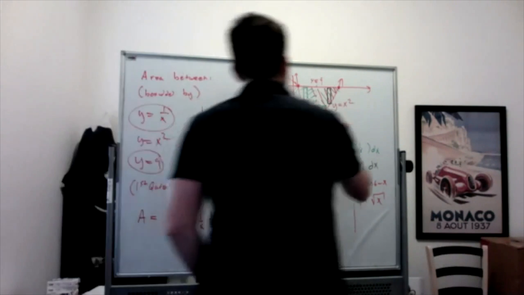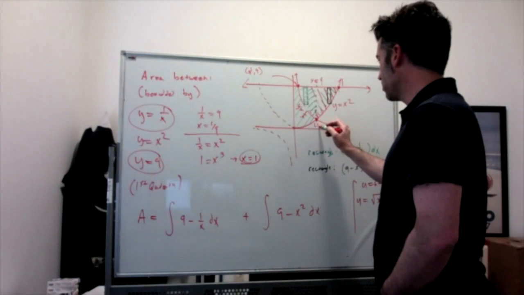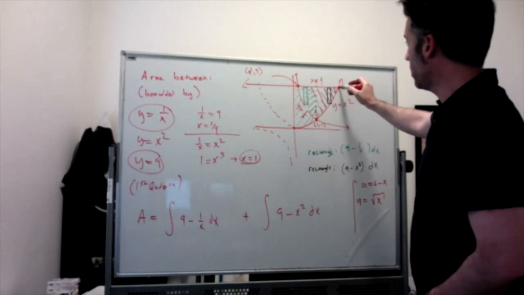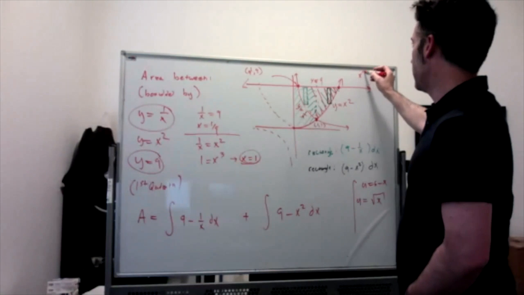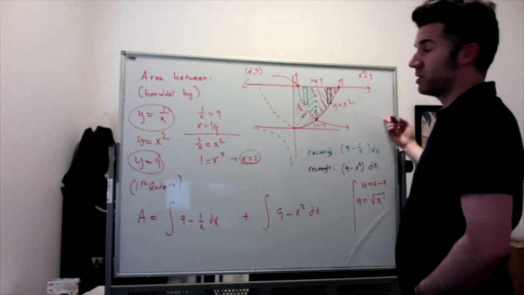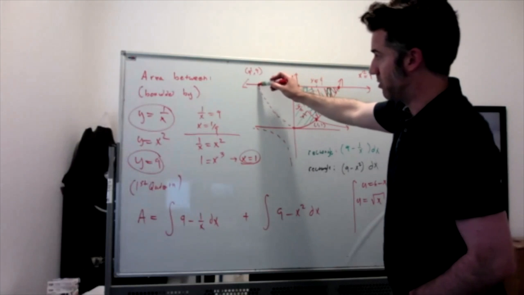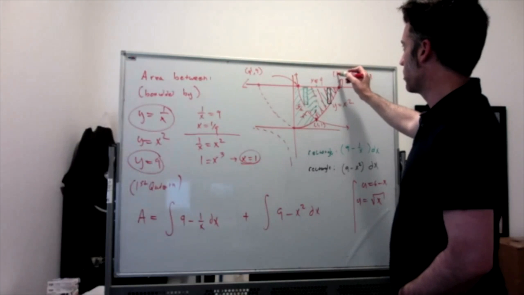So that's this point here, 1, 1. And then finally over here, we're going to set y equals x squared equal to y equals 9. So set x squared equal to 9, you get plus or minus 3, right? Here's the minus 3 point there, but this point is 3, 9.